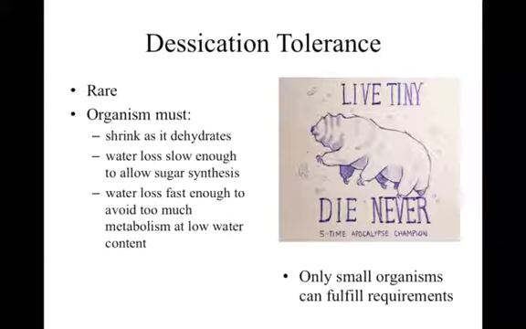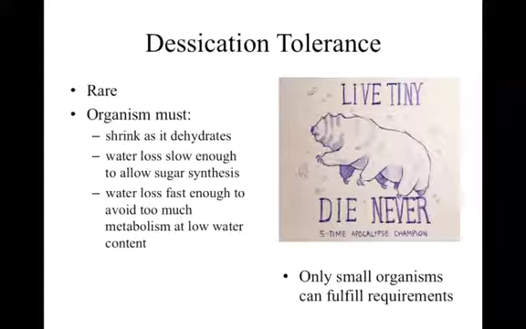You need to be able to at least slow the water down enough that you have time to build up the protective sugars. On the other hand, the water loss has to be fast enough to avoid too much metabolism at low water content. So if you try to undergo metabolism without enough water, you can really run into problems. So there's this trade-off where you're slow enough to make sure you make the sugars to protect you, but fast enough to make sure that you're not trying to run the cell at very, very low water concentrations.